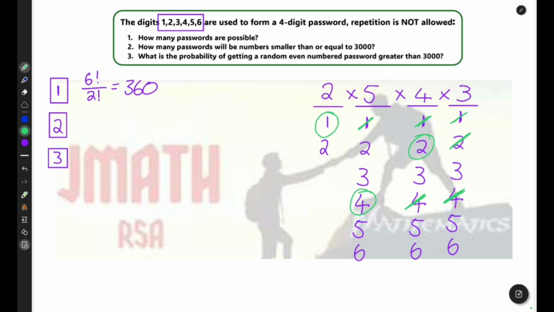Okay, guys, I hope this is making sense. It's all about what is all my options and what's left after I chose something. It only gets this complicated when they say repetition is not allowed. So I'm going to say the answer to this question is 2 times 5 times 4 times 3.